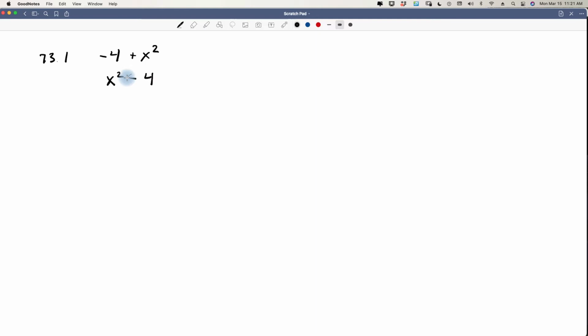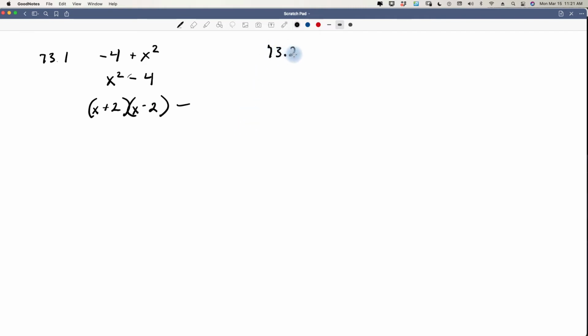It has to be subtraction, okay? So now we set up our parentheses. The perfect square of this is x times x. The perfect square of this is 2 times 2. One's going to be positive, one's going to be negative. Done.